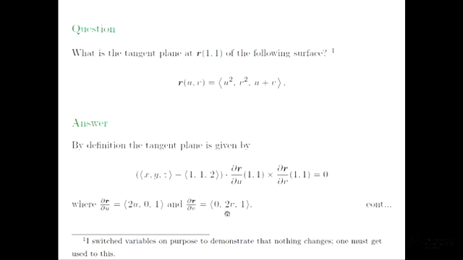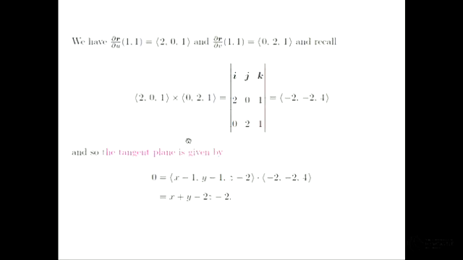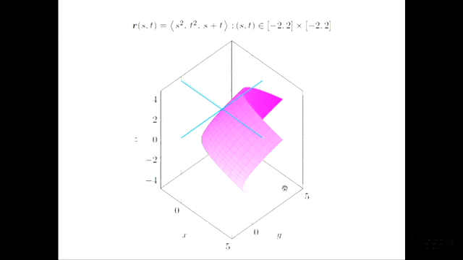2, 0, 1, 0, 2, 1. Perfect. So we have this as 2, 0, 1, and we have this as 0, 2, 1. Also perfect. And we get minus 2, 4. Great. So the tangent plane in the end is given by the dot product of these two vectors.